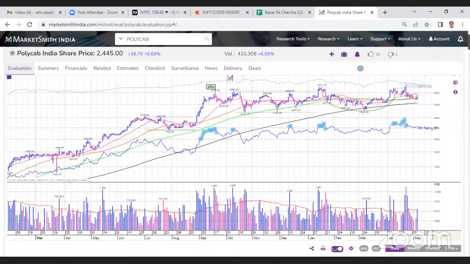Polycab is sideways only, no doubt at all. For a bullish trend, it needs to cross and hold above 2550 from here. Once it crosses and holds 2550, only then would we consider it a valid breakout. Otherwise, it will remain traded sideways. It is not looking that bearish, but the stock may remain sideways for at least the coming 2 weeks. And once it crosses 2550, then I can say that a bull trend is starting in this stock. Okay, next is Sail.